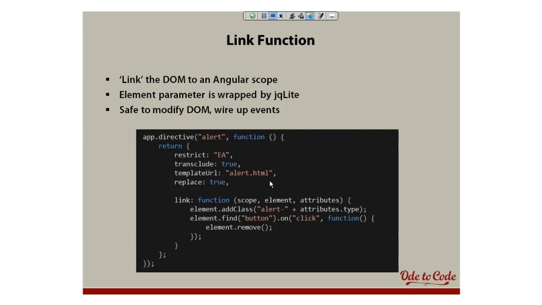We're looking at the linking function and the way to think about it is we're linking the DOM to a specific Angular scope. So when we add things to scope or we wire up events and hook them up to methods that would be called on the scope, that's linking the two together, the scope and the DOM. Inside of the link, it's safe to modify things. You can inject additional elements if you need a very dynamic display.